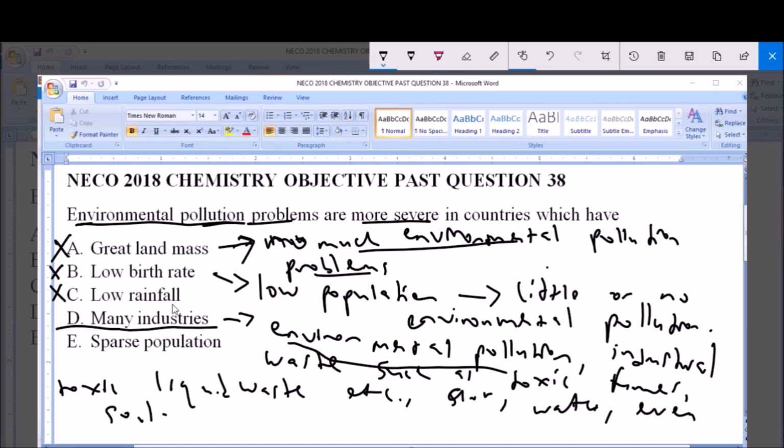And lastly, sparse population is also linked to the points of low birth rate. When you have sparse population or low population, there will be little or no environmental pollution. So this is not the answer to the question. So as we have rightly established, many industries is the correct answer to this question.